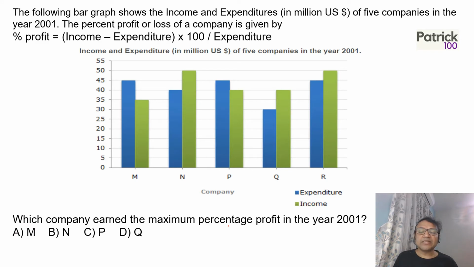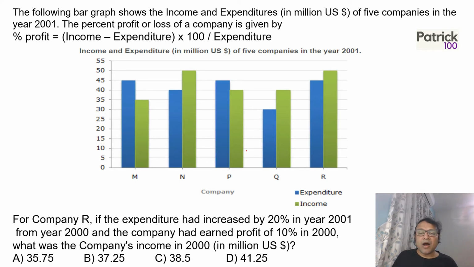Which company earned a maximum percent profit in the year 2000? Clearly you can make out that Q has earned a maximum profit. 2 companies have got more profit, N and Q. But N has a bigger base, expenditure is bigger. So automatically percentage will be lower. So D option. Both N and Q have a profit of 10, but for Q the base is smaller, the expenditure is smaller. Therefore the percentage will be higher automatically.